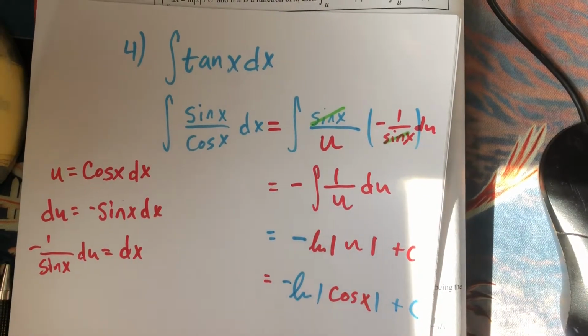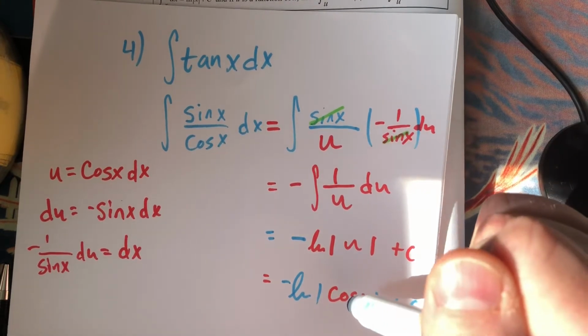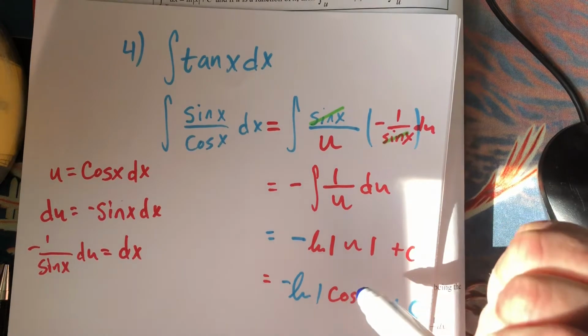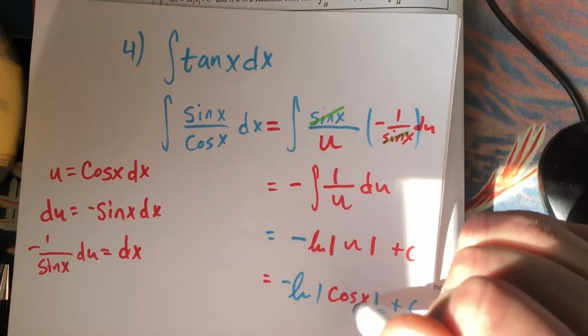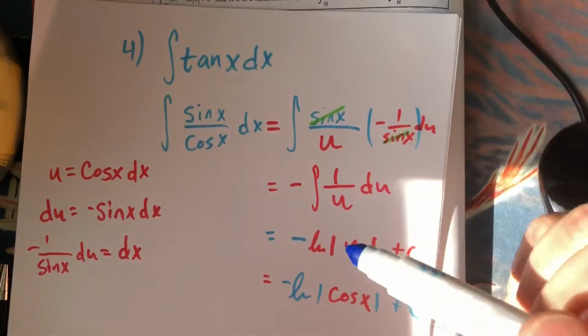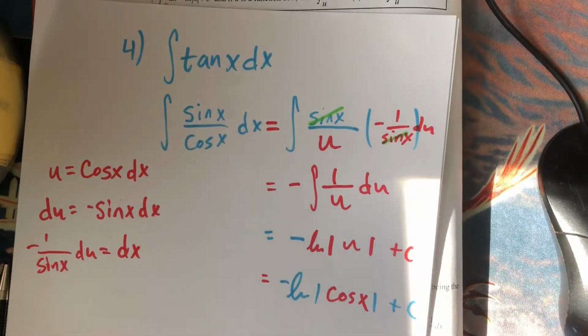All right, it looks really weird, but if you do the derivative of this, the derivative will be 1 over the cosine, and then we'll multiply by the derivative, which is a negative sine, and the negatives will cancel, and we'll get back to tangent. So tangent and cotangent are both really similar. So I'm not going to go through it.